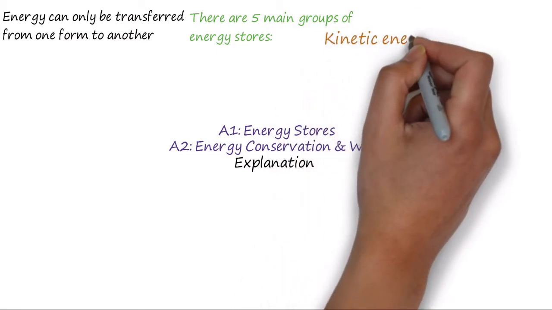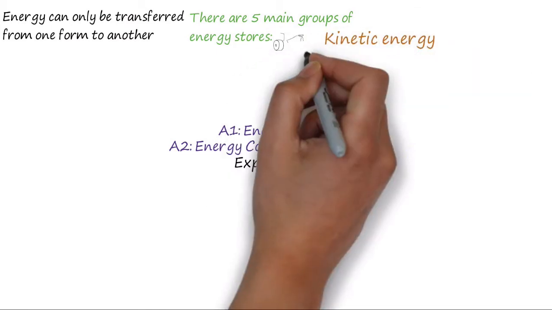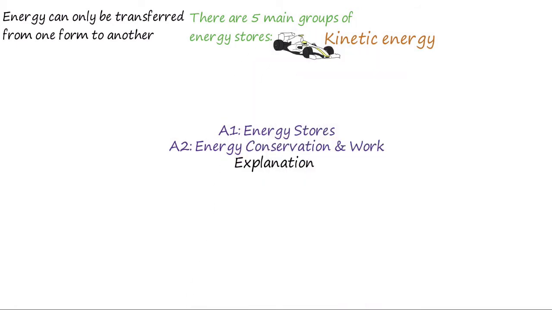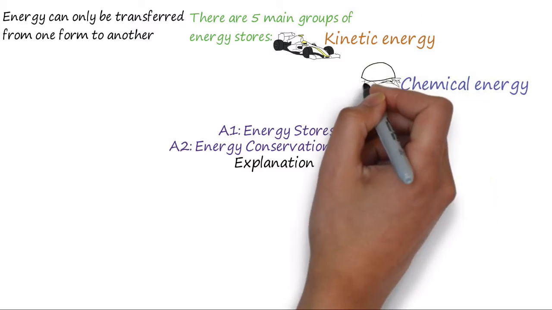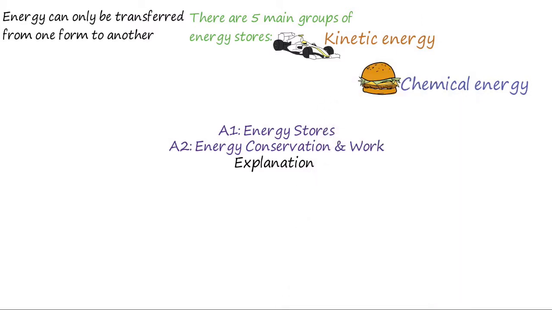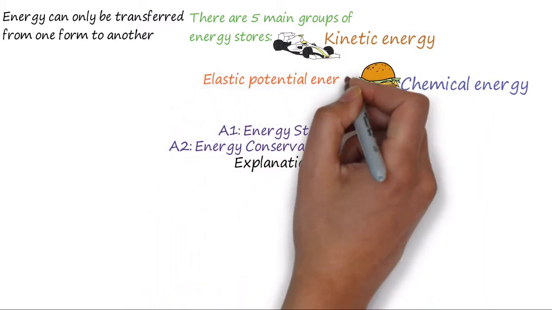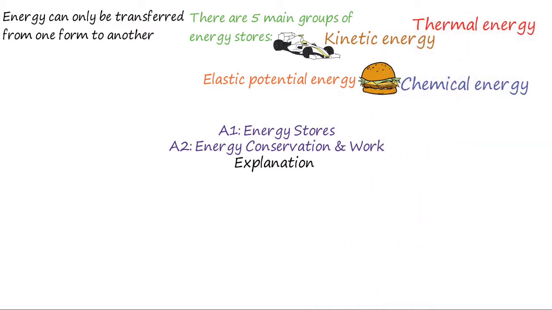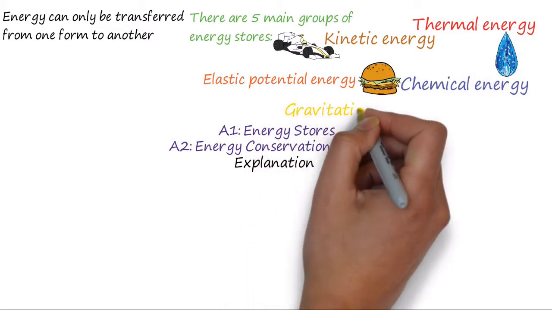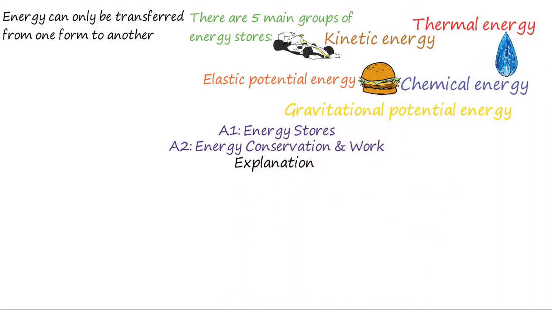Number 1. Kinetic energy, which is stored in a moving object. Number 2. Chemical energy is stored in food and chemicals and batteries. Number 3. Elastic potential energy will be stored in an object if it's changed from its original shape. Number 4. Thermal energy, which is the energy of a substance due to the temperature of it. And finally we have number 5. Gravitational potential energy. This is stored in objects when they are above the ground.